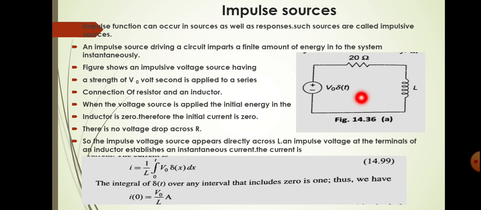An impulse voltage at the terminals of an inductor establishes an instantaneous current, and this current will have the form, you know the equation for the current through the inductor: i equals 1 by L into the integral from 0 to t of V0 into delta of x dx. Here v is V0 into delta of t, and we are using the variable x. If we integrate delta of x over the interval 0 to infinity, we get the value 1. So this integration gives 1 by L into V0, so i will be equal to V0 by L.